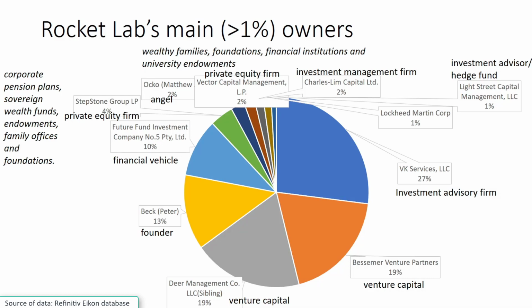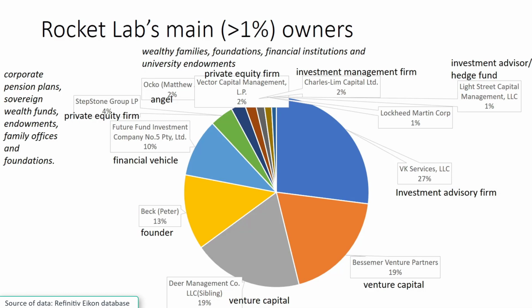But also we can see here an investment advisory firm, so it's a portfolio manager. They are managing funds for pension funds and other entities. This one is a venture capital investor, this one is another venture capital investor. This one is a financial vehicle, which sounds ridiculous, but it's also an asset manager, just a strange name. Also, we can see private equity firms, this one, this one and this one as well.